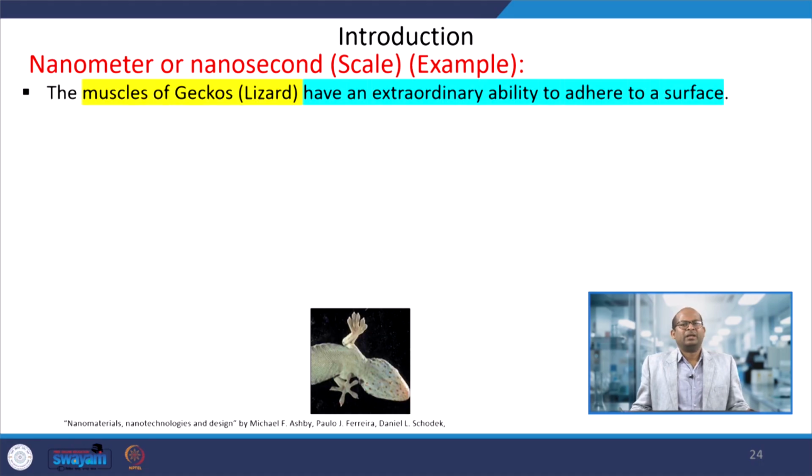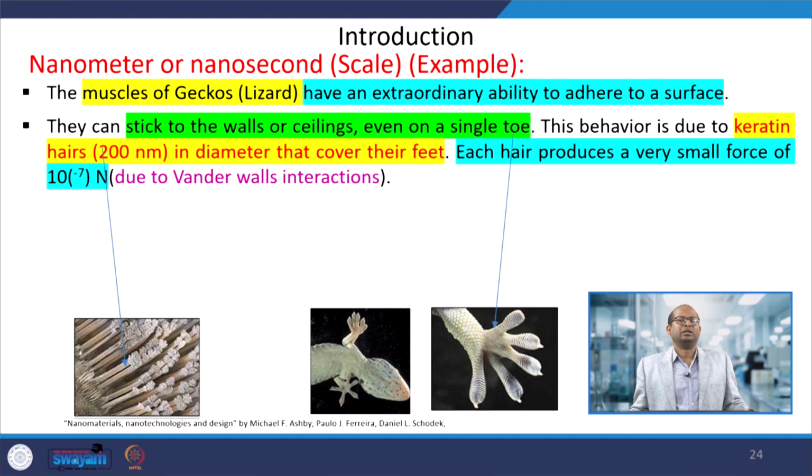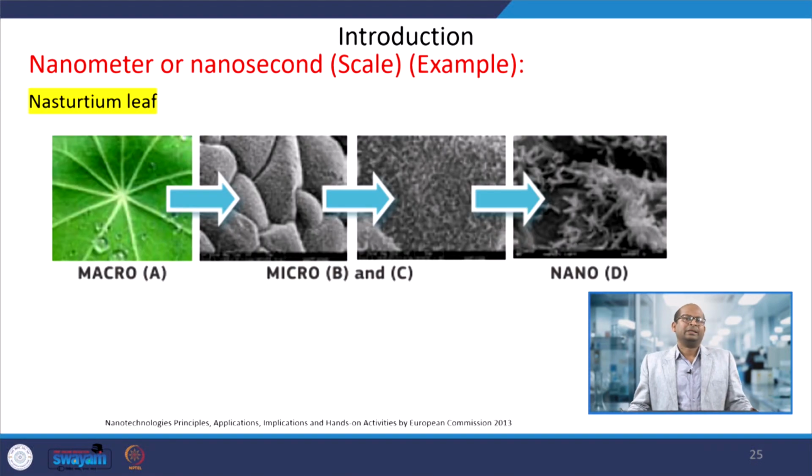Okay. Another example is the muscles of geckos, a kind of lizard. It has an extraordinary ability to adhere to a surface, whether a plain, smooth, or rough surface. Anywhere it can hold on, and it can move from one point to another. If we look at the nanoscale at how they move or stick to a particular surface, they have keratin hairs in nanoscale dimensions. Their feet are covered with this type of hair, which sticks to the surface of walls, and they can easily stick and move from one point to another.